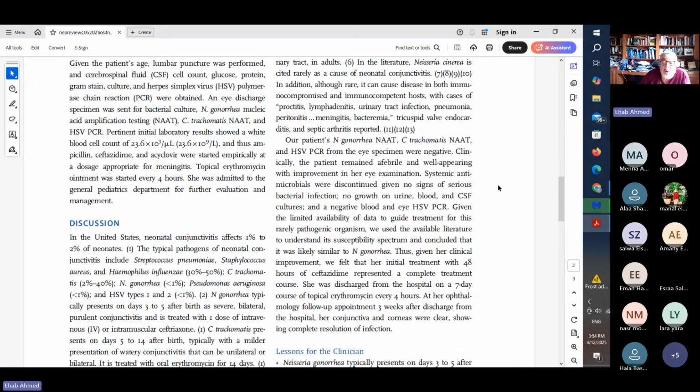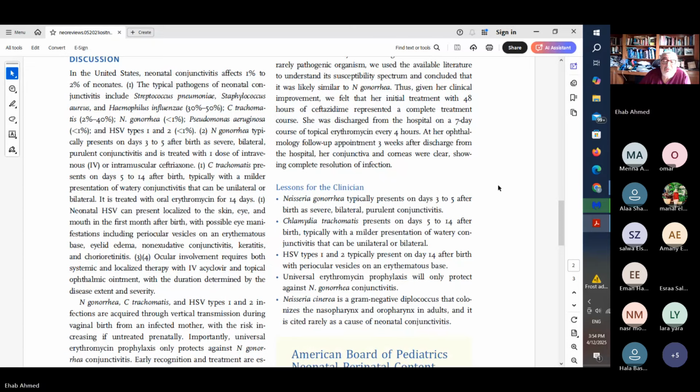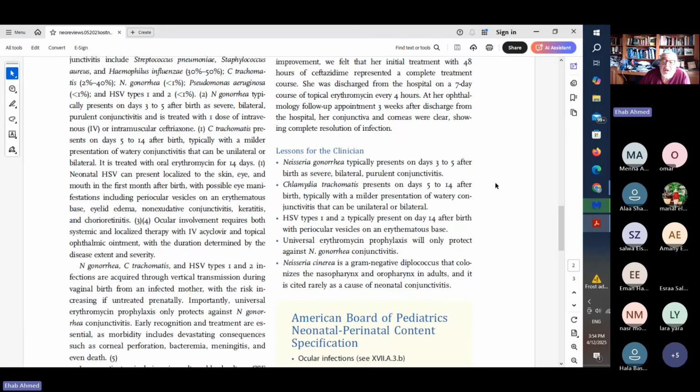And so what are the lessons from this case? Neisseria gonorrhea typically presents on day 3 to 5. Dr. Amaro was talking about the onset, and this is how they present. Neisseria gonorrhea usually 3 to 5 days. Chlamydia usually presents late, 5 to 14 days. And HSV type 1 and type 2 present around day 14 after birth.